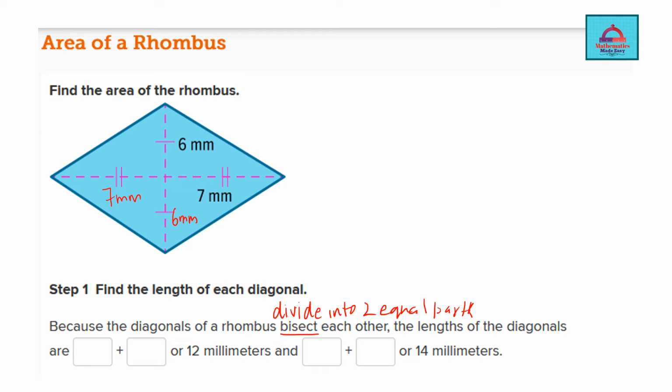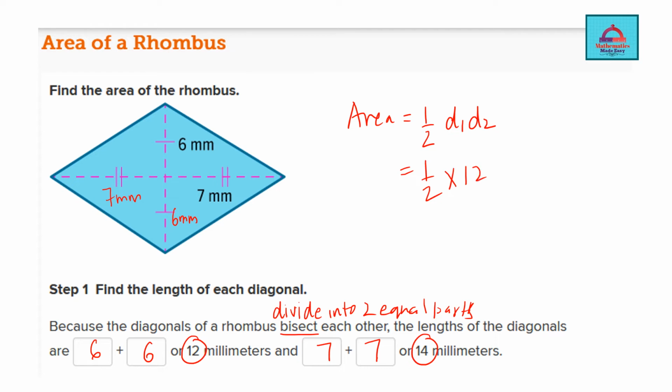So the length of the diagonals will be 6 plus 6, which is 12, and 7 plus 7, which is 14. So you have got both of the diagonals. So now you can find area, 1/2 product of diagonals. So just plug in the values and get your answer. 12 times 14, unit is millimeter square.